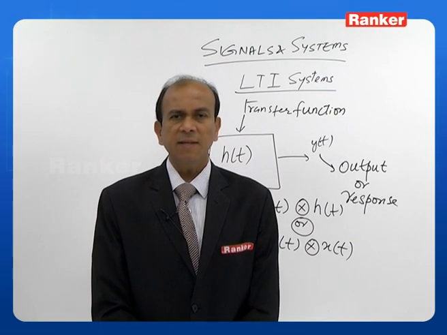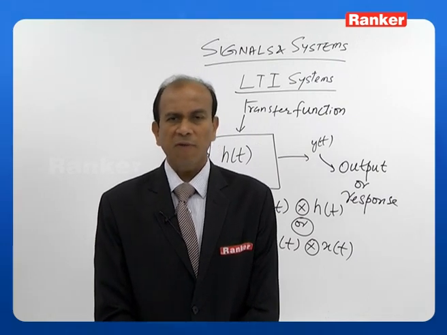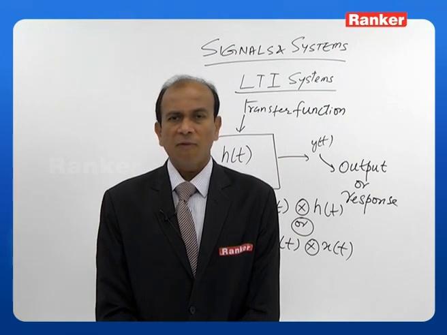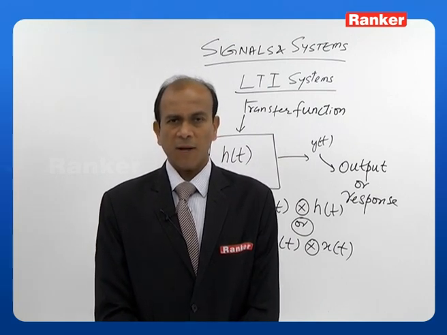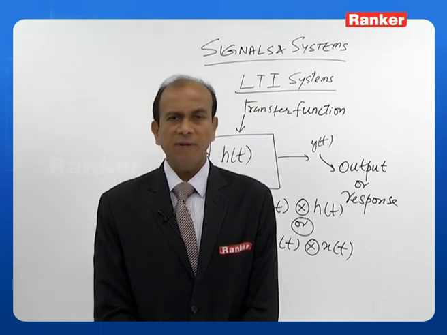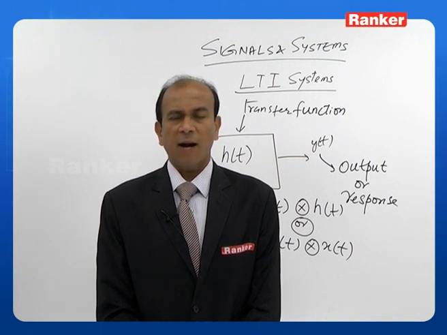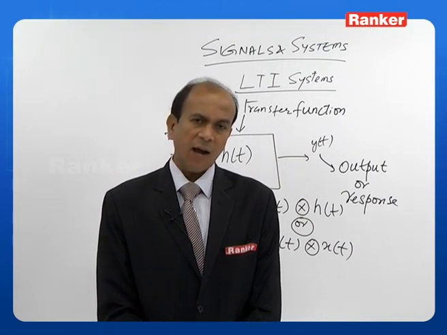Okay, so in all these four cases which you have seen, the output can in fact be calculated from the convolution of the input and the system impulse response. As you see here, y of t is nothing but the convolution of x of t and h of t, or h of t and x of t.